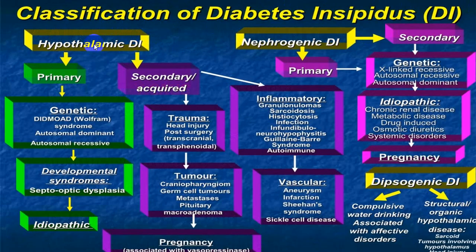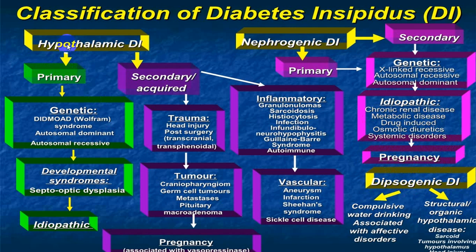This slide shows the central variety and the nephrogenic variety, which can be divided into primary and secondary. In the nephrogenic variety, primary can be genetic, and secondary is probably because of chronic renal disorders, drug-induced osmotic diuresis, systemic disorders, and particularly in pregnancy, which we call gestagenic. And there is one odd variety we call dipsogenic.